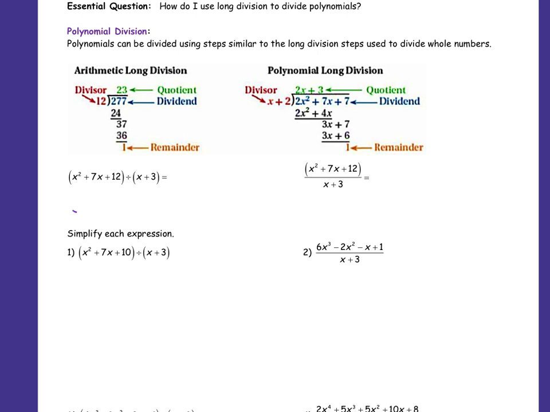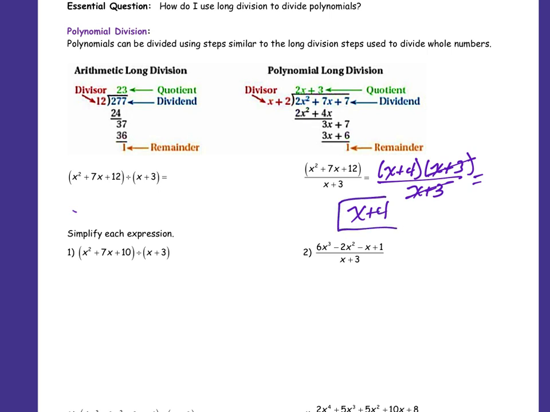If I can factor the numerator, I'm going to do that first. I know I can factor x squared plus 7x plus 12. It factors to x plus 4 times x plus 3, all divided by x plus 3. Don't worry, we're going to go over long division. Then I have an x plus 3 on the top and an x plus 3 on the bottom. That makes a 1.